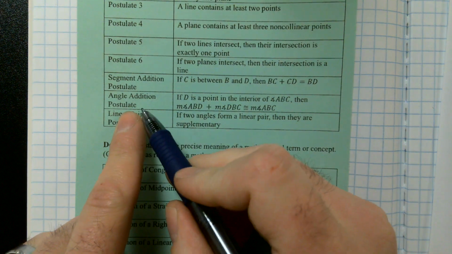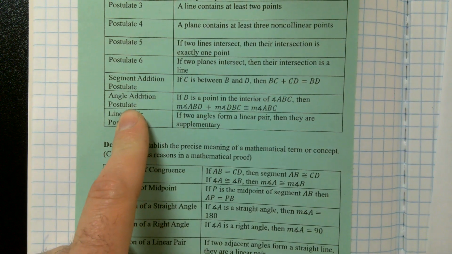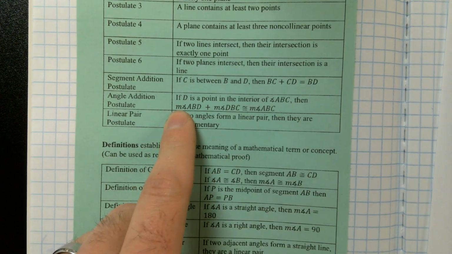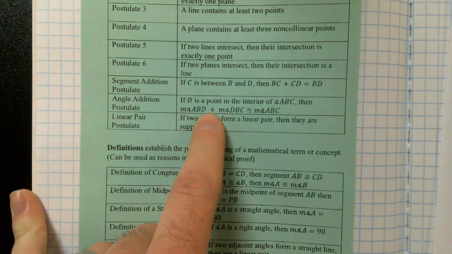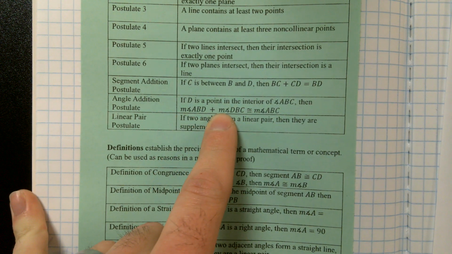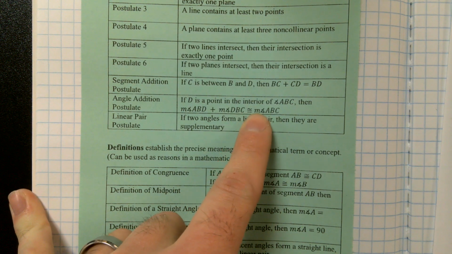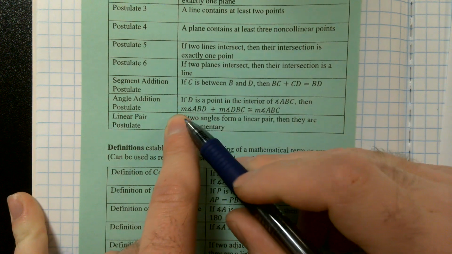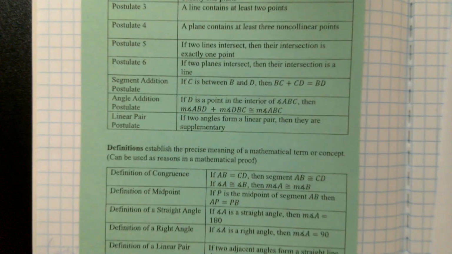Okay, thank you. Can I get a volunteer to read the angle addition postulate? Yeah, Liana? If D is a point on the interior of angle ABC, then the measure of angle ABD plus the measure of angle DBC equals the measure of angle ABC. Perfect. Yeah, and the M means measure, right? So measure of angle ABD plus measure of angle DBC. There's another one where we're like, I don't even know what's happening.